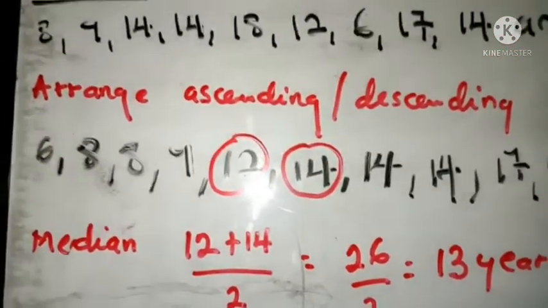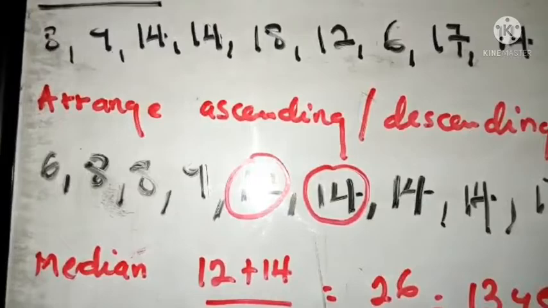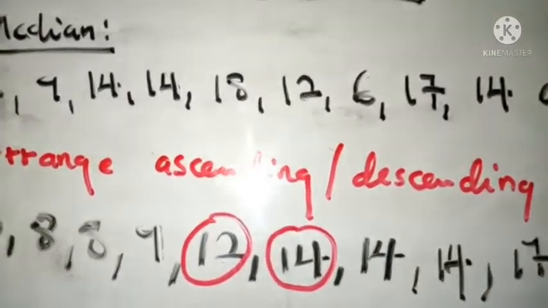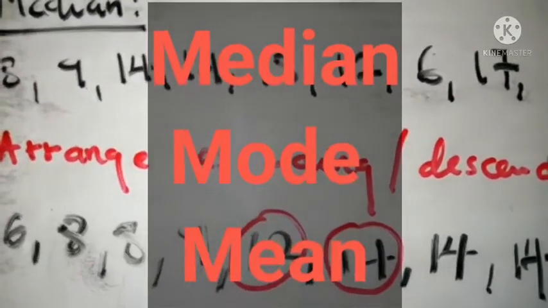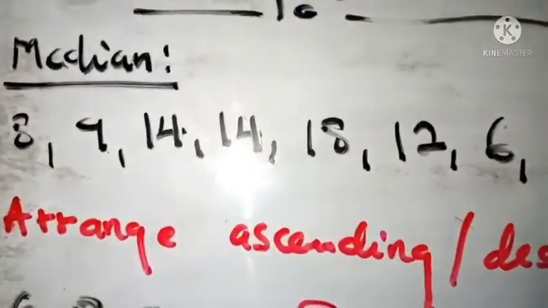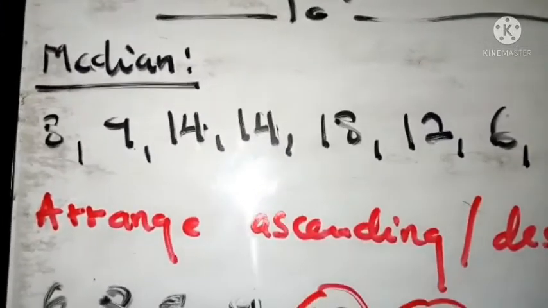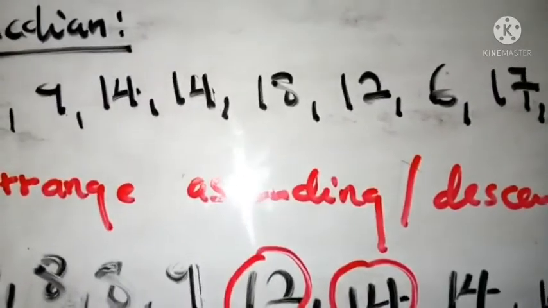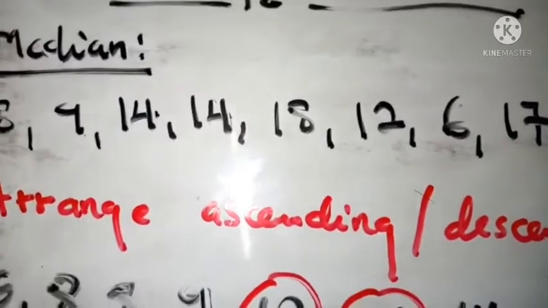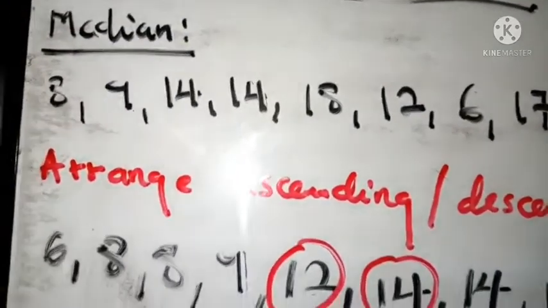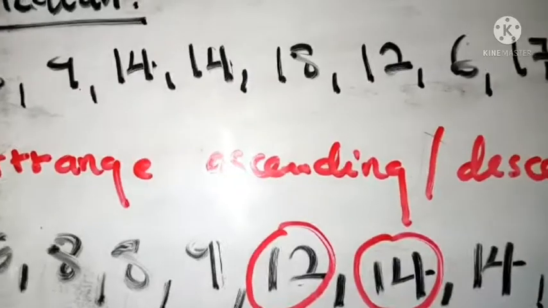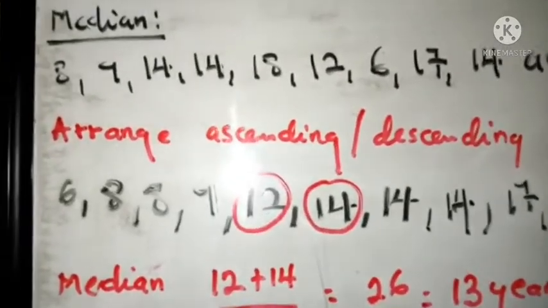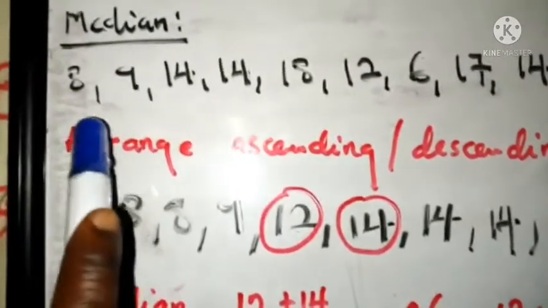I want to note the difference between a set of numbers and grouped numbers relating to the median, mode, and the mean. So let's have a look at the question and use that to explain the meaning of a set of numbers and grouped data, and how to find the median, mode, and mean.